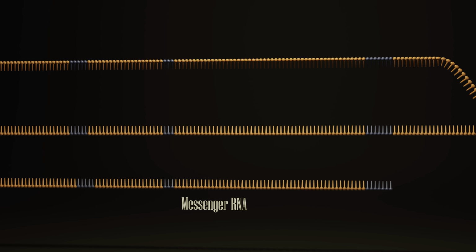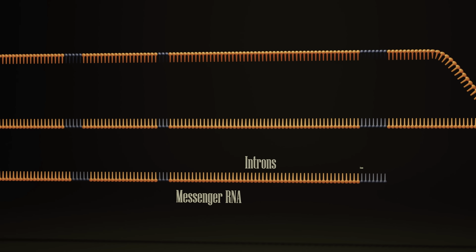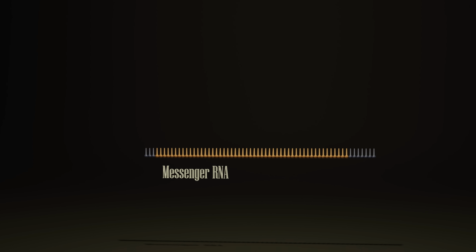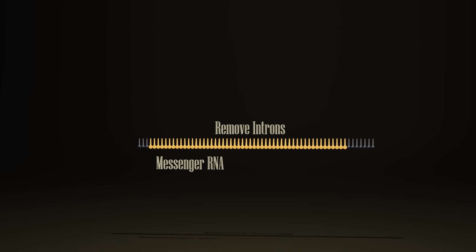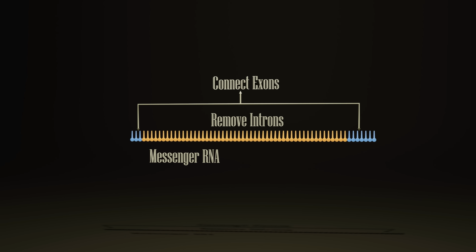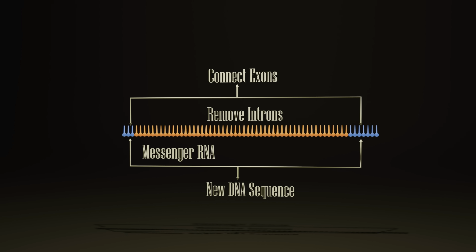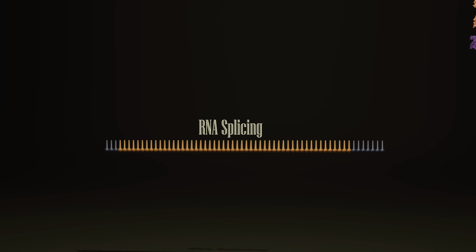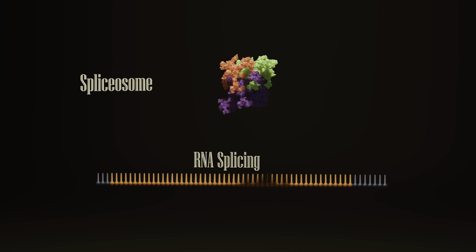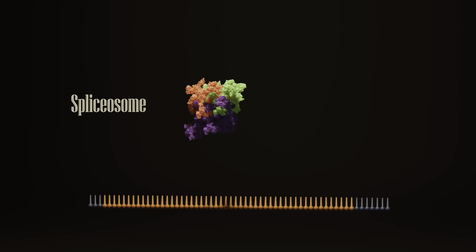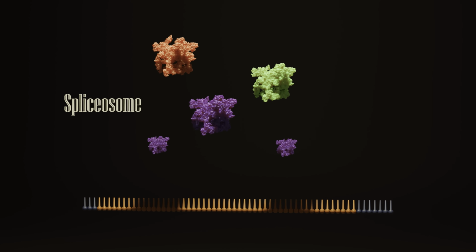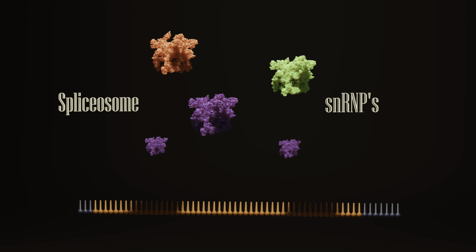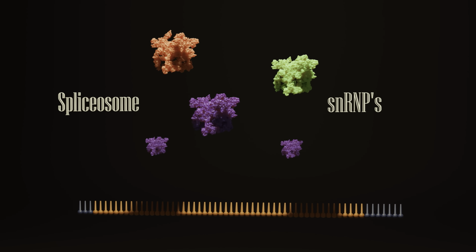This mRNA sequence includes both introns and exons, but before this RNA molecule can be used to make a protein, the introns have to be removed and the exons need to be connected to make a new DNA sequence. This process is called RNA splicing, and this is where a structure called the spliceosome plays a key role. The spliceosome is a complex composition of several small molecules designated as snRNPs, or SNRPs, as they're often referred to.